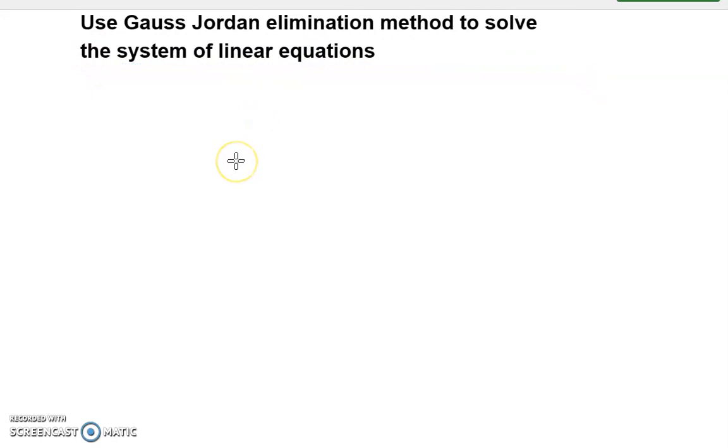So we have used Gauss Jordan elimination to solve the system of linear equations. So let's have the question down that we are expected to solve using Gauss Jordan elimination, which is an improved version of the Gauss elimination method.